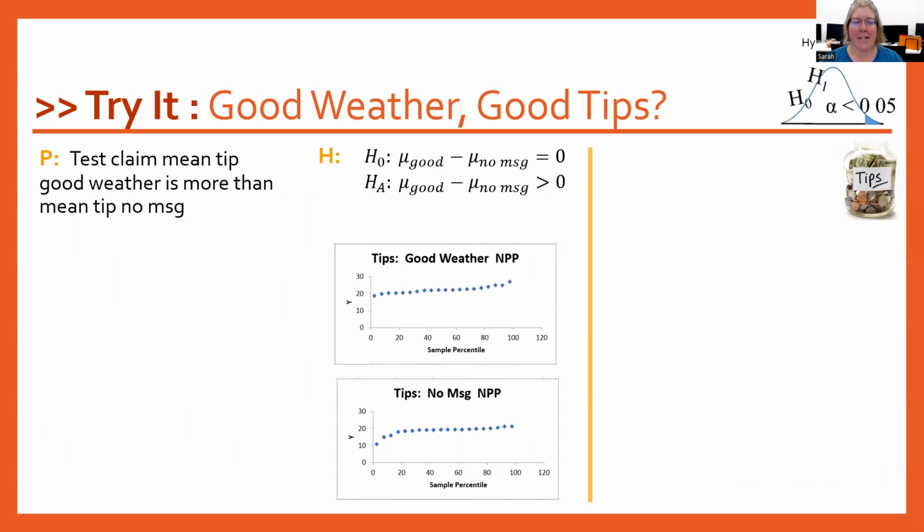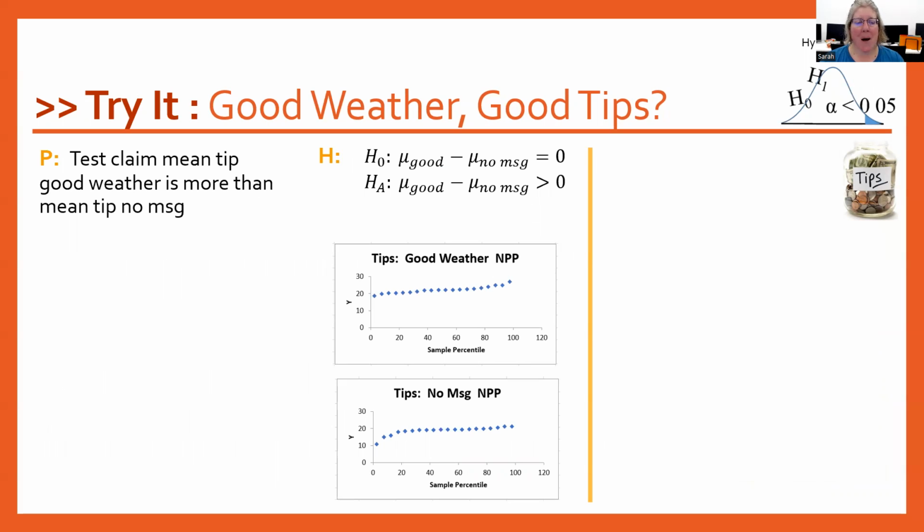The hypotheses: the null hypothesis is that the mean with the good weather minus the mean with no message is equal to 0. So we get about the same tip whether we write good weather or nothing. The alternative is that the mean with the good weather minus the mean with no message is greater than 0. So in other words, we're going to get a better tip if we write "there's good weather tomorrow" on the bottom of the receipt. All right, so before we can test that, we need to check our assumptions and conditions.